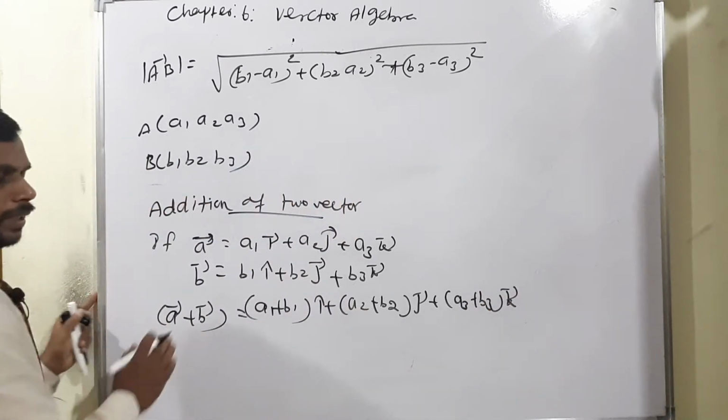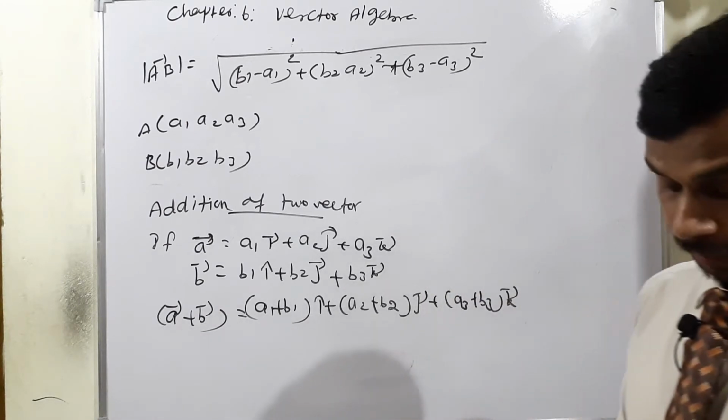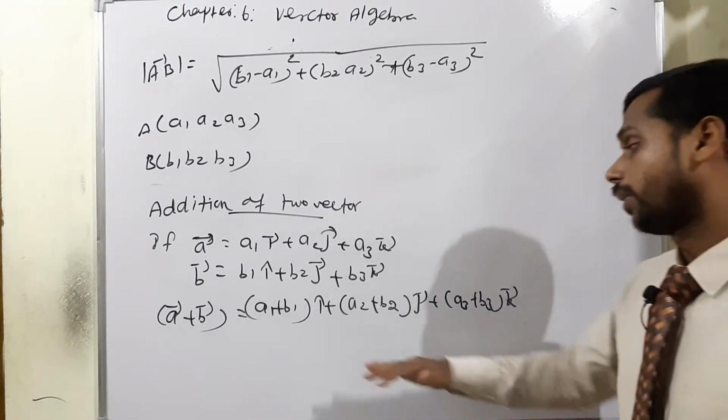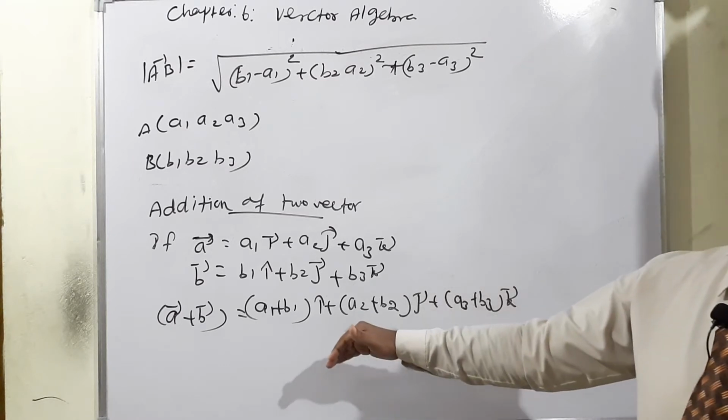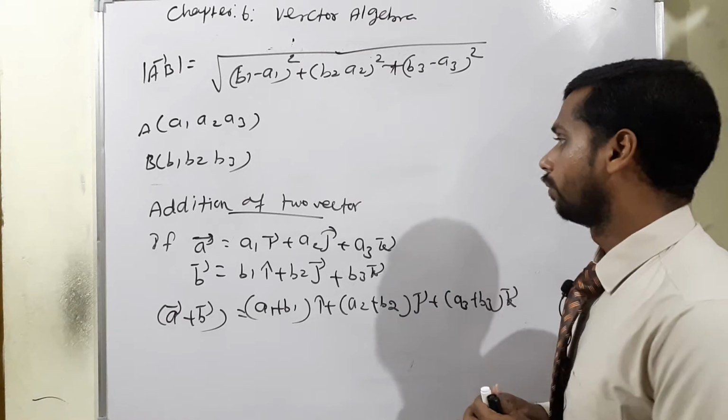That is called addition of two vectors, and minus also: instead of plus we can apply minus. Okay, then another important point, scalar product, then vector product will come. That we will discuss in another concept. Okay, this is also one of the important ones.